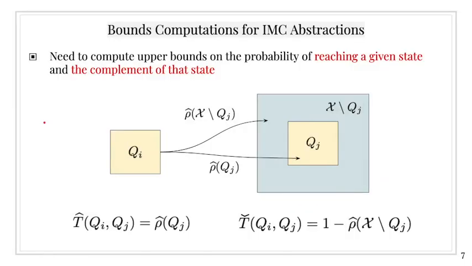So consider two discrete states Qi and Qj of a domain partition. Our goal here is to calculate an upper bound on the probability of transitioning from any continuous state in Qi to Qj in one time step. This is denoted by rho hat Qj. And to compute an upper bound on the probability of transitioning from Qi to the region outside of Qj in one time step, denoted by rho hat x minus Qj. These bounds naturally yield an interval on the probability of transitioning from any continuous state in Qi to Qj, which can be used for our IMC abstraction. An upper bound on the transition from Qi to Qj is directly rho hat Qj. A lower bound on the transition from Qi to Qj is equal to 1 minus rho hat x minus Qj.